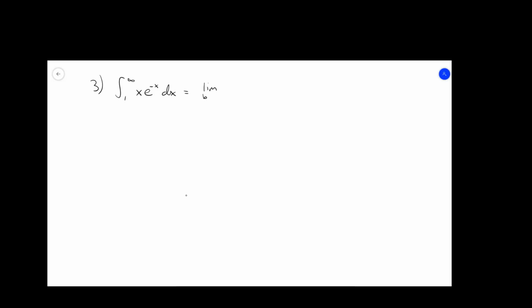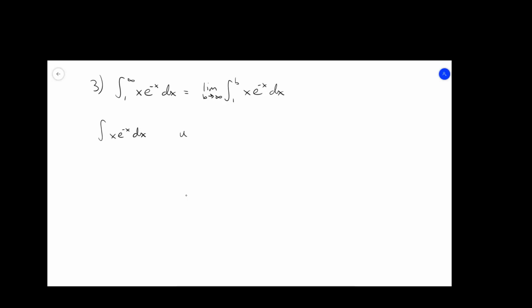So here we'll have the limit as b goes to infinity, integral from 1 to b. Okay, and then to find the antiderivative here, we're going to have to do integration by parts. So let's do the indefinite integral first. That requires a little bit more work here than just a substitution or a power rule or something like that.